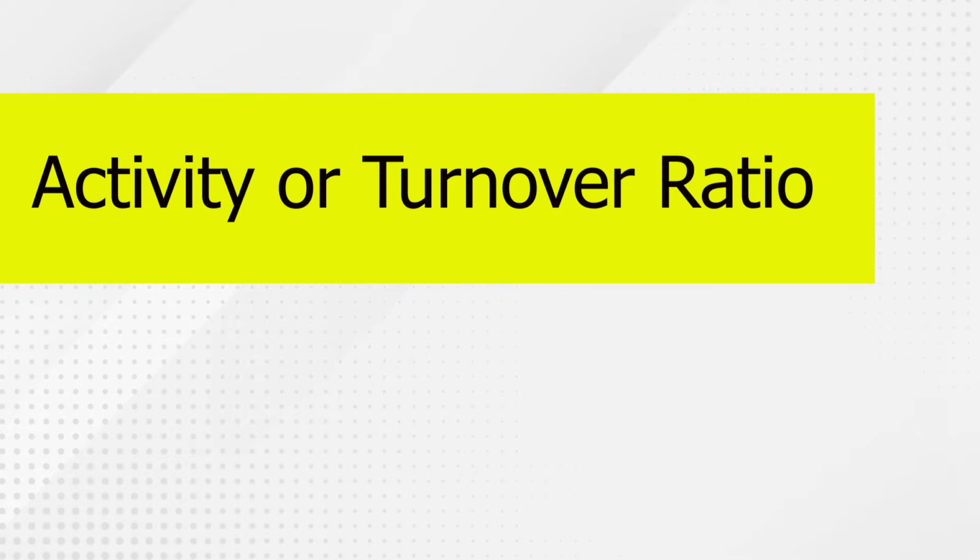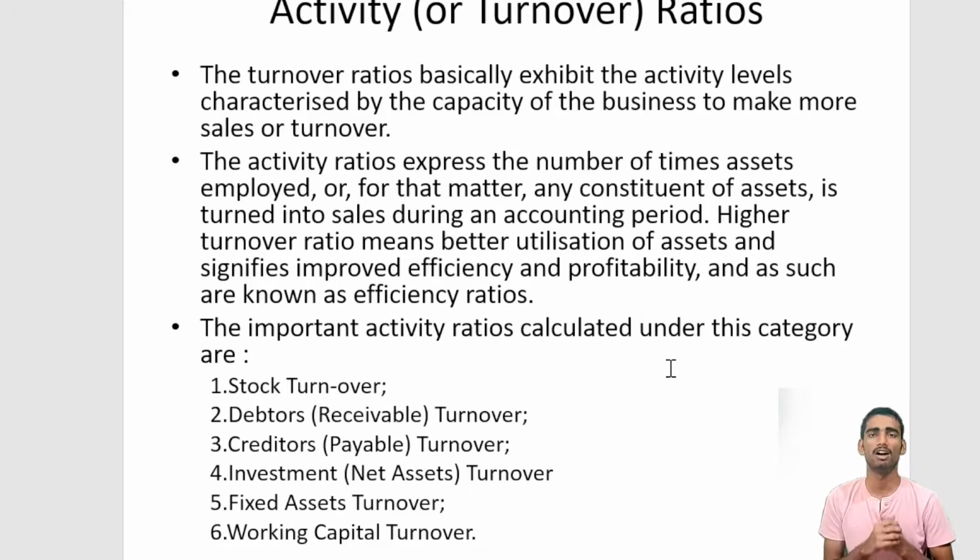So the first ratio that we are going to discuss is the activity or turnover ratio. So what actually is meant by activity or turnover ratio? Turnover ratio basically exhibits the activity level. It is clear from the word that activity ratio will depict the activity level, which is characterized by the capacity of a business to make more sales or turnover. It depicts how sales are propagating.